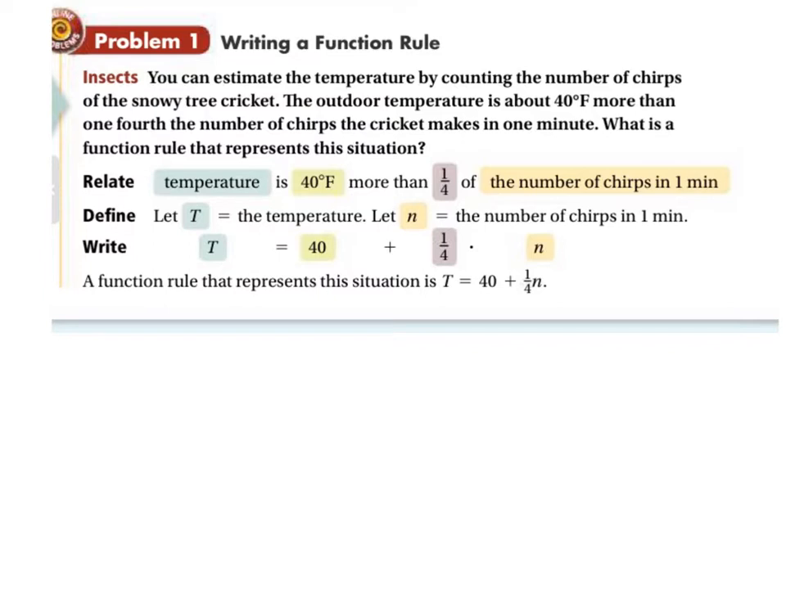So if we take a look here, first off we know again the temperature is 40 degrees more than 1/4 of the number of chirps in 1 minute. So let T represent the temperature, and N is the number of chirps in a minute. So it's important there that we define a variable. So we're going to write a function.